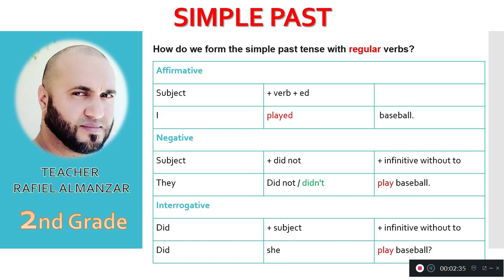In an interrogative sentence, first we write did as an auxiliary verb plus the subject plus the infinitive without to and the rest of the sentence. Did she play baseball? As you can see, we don't add ed at the end of the verb because did is already in past. Did she play baseball?